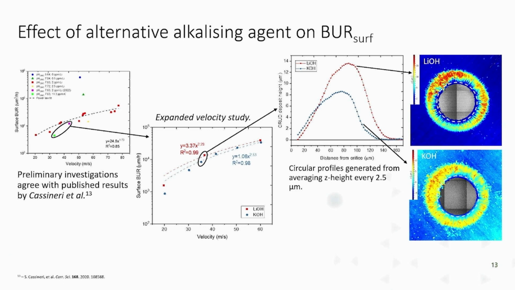So what you're seeing is an average build-up height in the blue, which is potassium, and the red, which is lithium. So what we can see here, that on average, the surface deposit height, and hence the build-up rate, is reduced at this one flow velocity by on the order of around about 6 microns in potassium when compared to lithium.